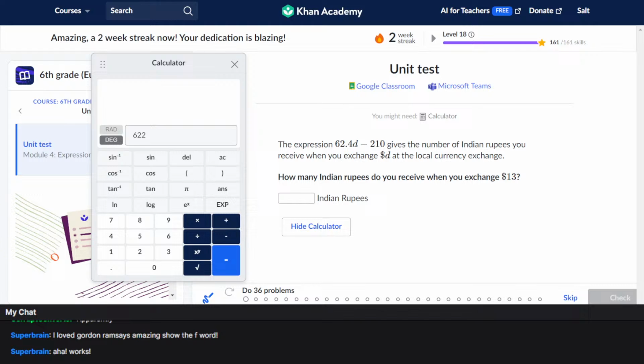Superbrain says, I loved Gordon Ramsay's amazing show The F Word. Twitch is so annoying. Why can't it be more user-friendly? Shield mode off. Emotes only chat off. Followers only chat off. Slow mode off. Yeah, that's not what I want. Superbrain says, so that's fine. I mean, honestly, I have SiriBot, which usually will automatically detect spammers. Says TDS 7. So I probably don't need to worry about Automod.